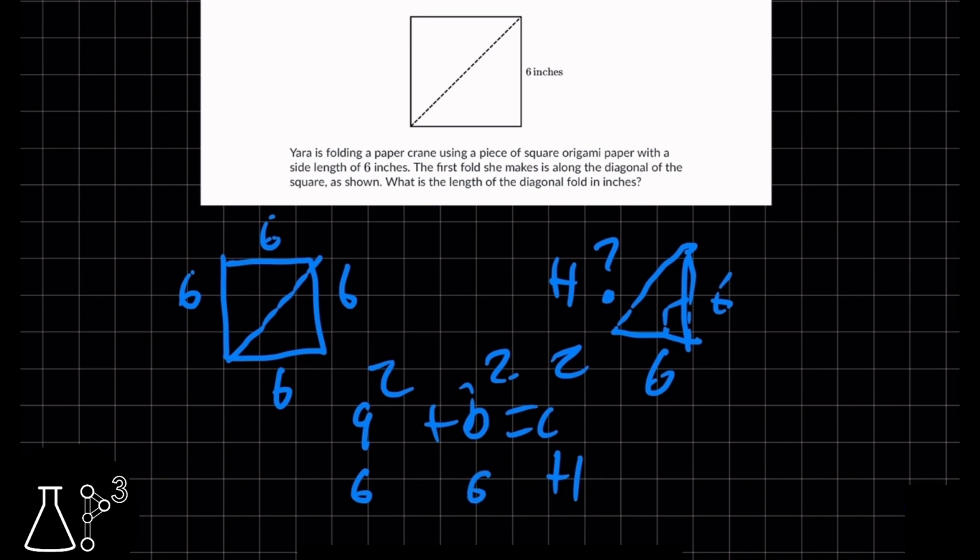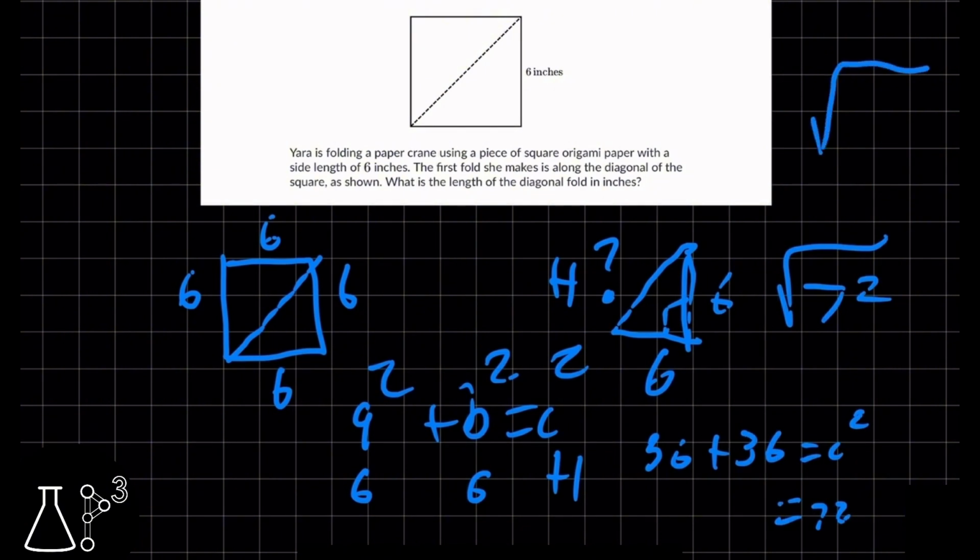So we would have 36 plus 36, which equals c squared, and then we will have 72. We have 72, and then we have to find the square root of 72. Now there's no number that multiplies together to have 72. However, we can break it apart in order to simplify the answer. So what we can do is use 36 multiplied by 2, because the square root of 36 is 6. So we can write the answer as 6 with 2 inside the radical, and this is our answer.